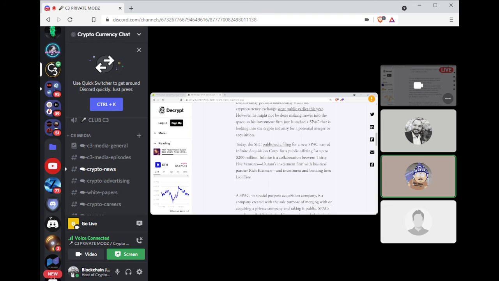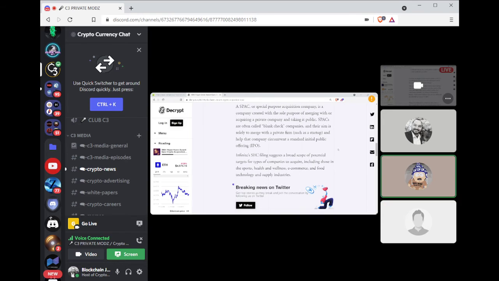Today, the SEC published a filing for a new SPAC named Infinite Acquisition Corp for a public offering of up to $200 million. Infinite is a collaboration between 35 Ventures, Durant's investment firm with business partner Rich Kleiman, and investment and banking firm Lion Tree. A SPAC, or Special Purpose Acquisition Company, is a company created for the sole purpose of merging with or acquiring a private company and taking it public. SPACs are often called blank check companies, and their aim is solely to merge with a private firm, such as a startup, and help that company do an IPO. Wow.